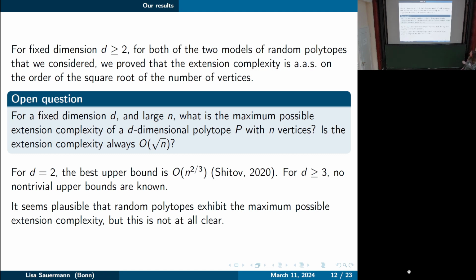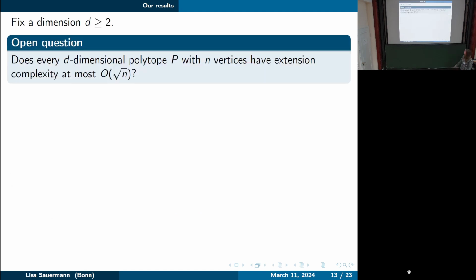Maybe just as an intuition, why would you expect random polytopes to exhibit the maximum possible extension complexity? Well, heuristically, if you think back at the very first slide with this hexagon, it was a special property of some hexagons that they are projections of five-facet polytopes, and most hexagons don't have that property. So it's a special property to be a projection of something with few facets. If you pick something random, then it's plausible that you don't hit that special set, and so random polytopes would have maximum possible or close to maximum possible extension complexity. But again, that's just a heuristic.